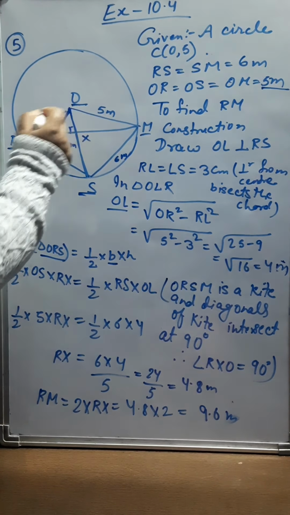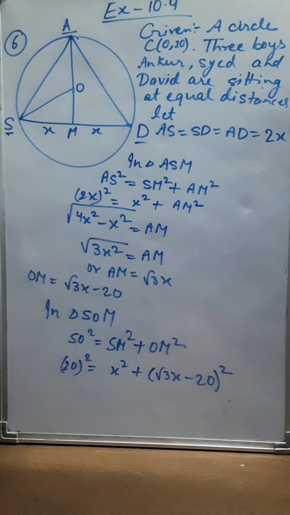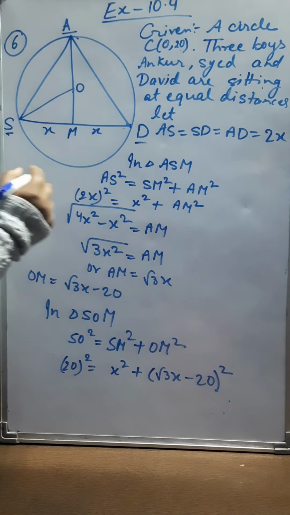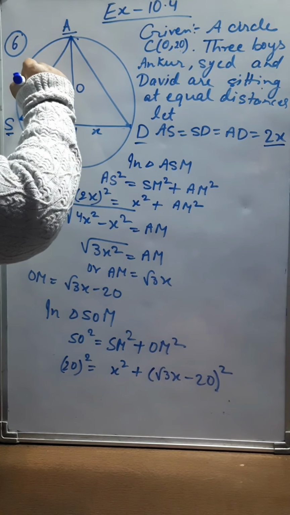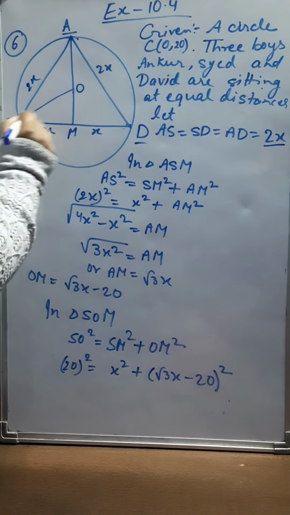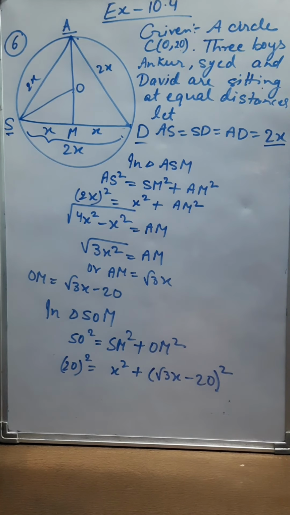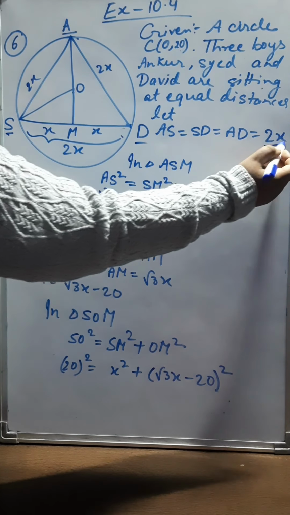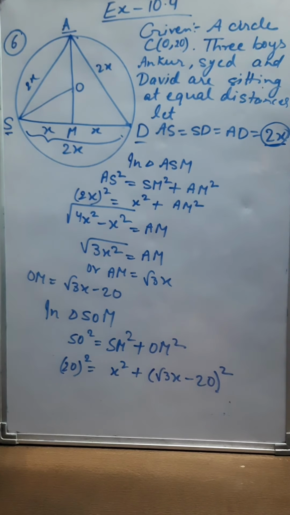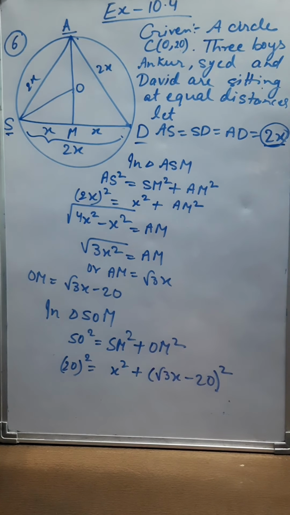This AS is equal to SD is equal to AD. All are sitting at equal distances. So I assumed the equal distance as 2x. AS, SD and AD all are 2x. We have to find the length of this 2x, the fixed distance, which we have to calculate. So for that, you see, when we have dropped a perpendicular AM on SD, it is clearly bisecting the side SD, because ASD is an equilateral triangle and the perpendicular drawn from the center to the chord bisects the chord.